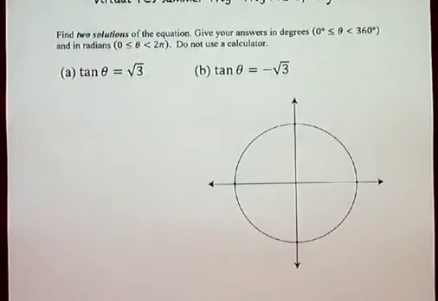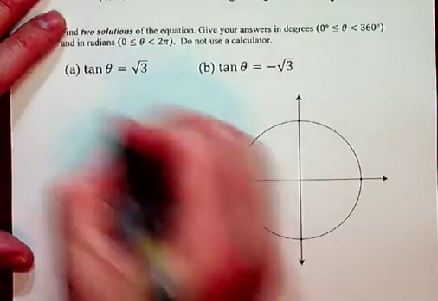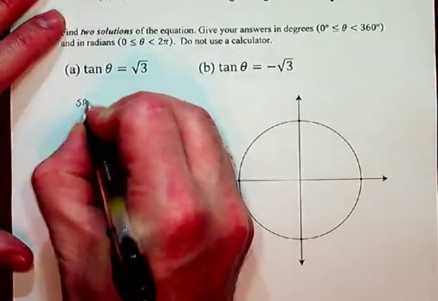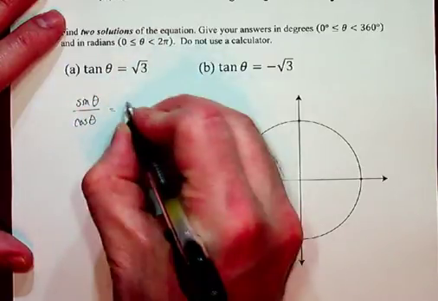Now, tangent is equal to root 3. Okay, well, here's the thing. It's a little bit more difficult to use the unit circle when it's not sine or cosine, but it's still possible, okay? And here's how. If tangent is equal to root 3, then sine theta over cosine theta is equal to root 3, right?